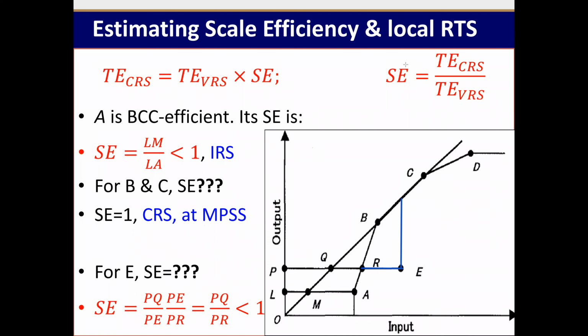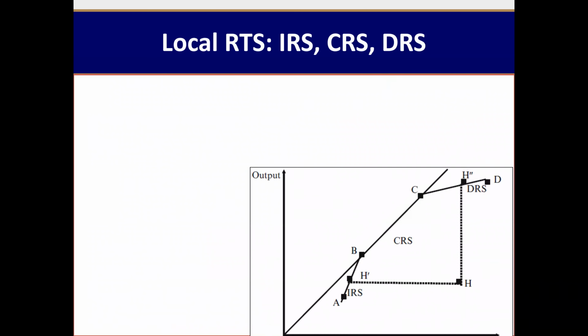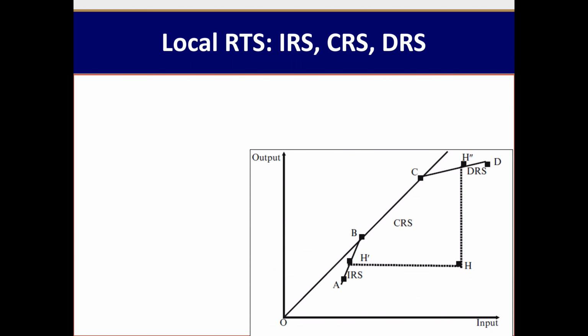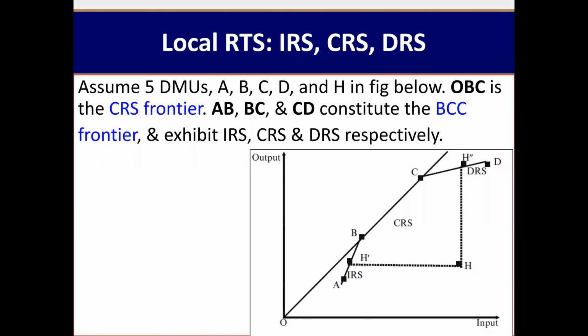It is orientation dependent. Let me take a particular example, because that will highlight the point very well. Look at this graph carefully. Look at the DMU H. Now in the VRS graph, we have 5 DMUs here. The DMU A is at the bottom.